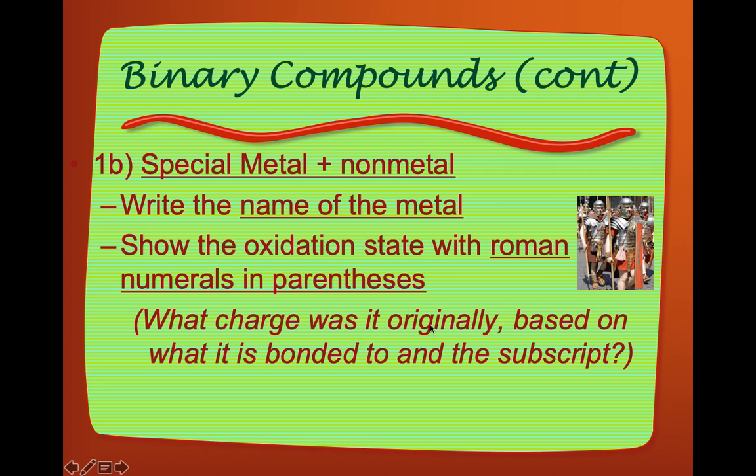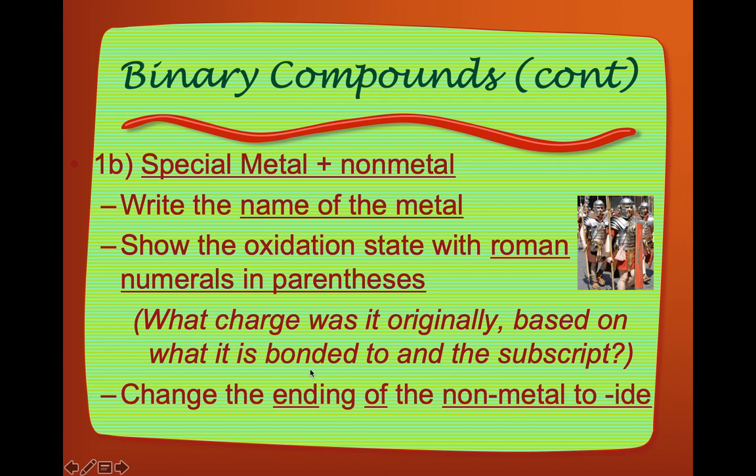What we're going to look at is what charge was that original element, based on what it's bonded to and what the subscript is. So how many of that element do you have and how many things is it bonded to? That's going to help us figure out the original charge, and we're going to put that in Roman numerals. And then we're going to again change the end of the nonmetal to ide. So same way we ended it. Find the element name, take the first syllable and add ide, like oxide or chloride. It's this Roman numeral business that takes a little bit of extra work for this type of compound.